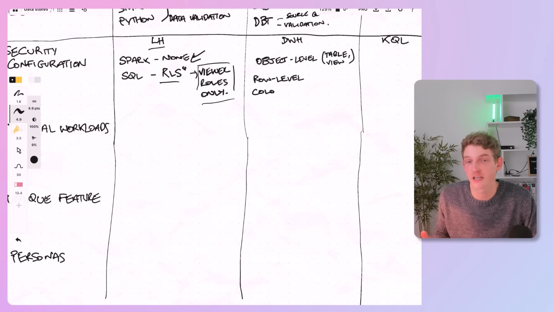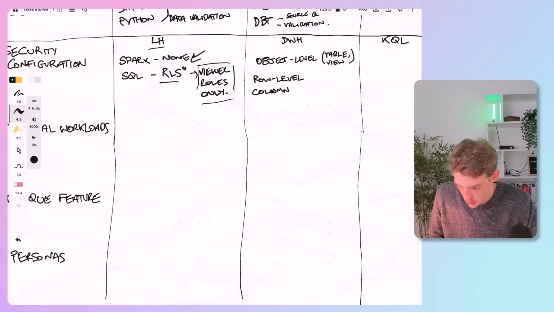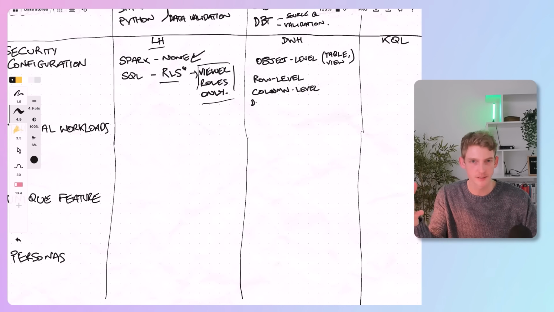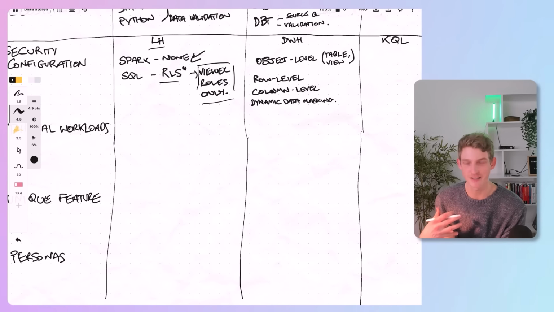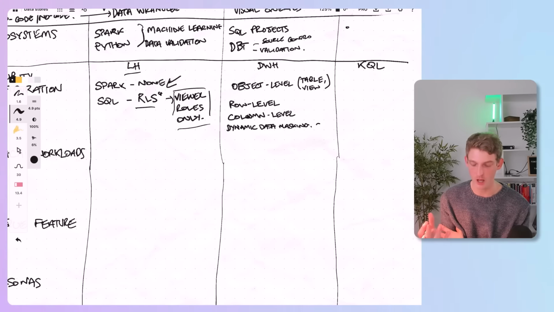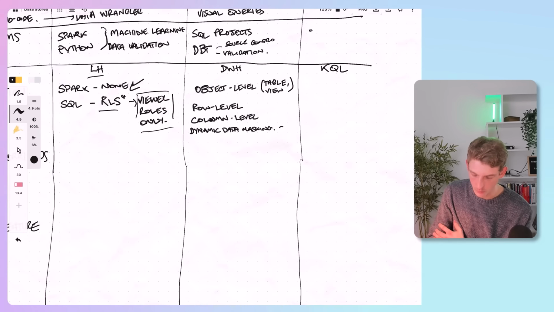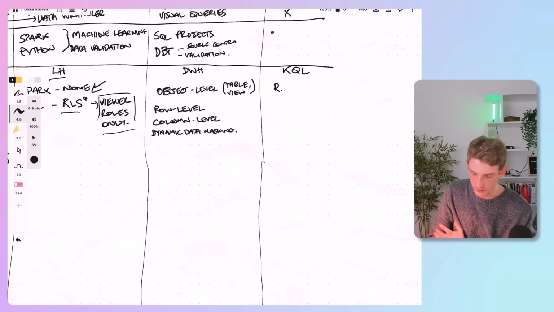So if you want to hide particular columns from particular users or groups, then that is possible in the data warehouse. We can also do dynamic data masking, which means masking sensitive data in particular columns for particular people or groups. So if you've got sensitive information like an email or credit card, for example, that data can be masked in that column if you use dynamic data masking. So there's a lot more granular permissions that we can apply in the SQL data warehouse, if that's what you want. And in the KQL, we have access to row level security, and that's it.